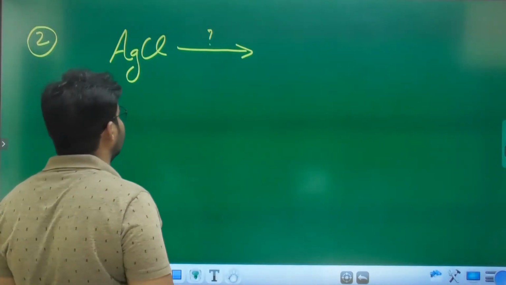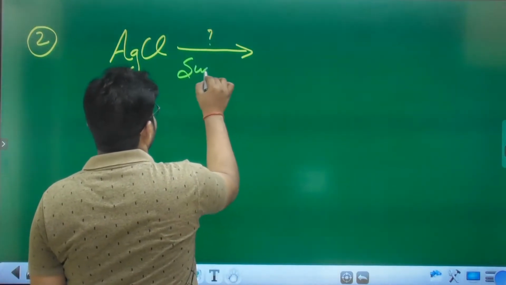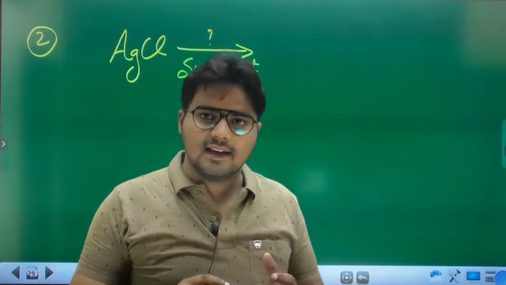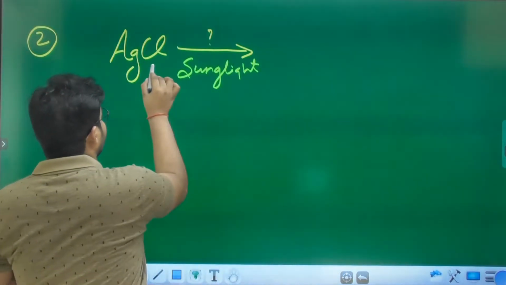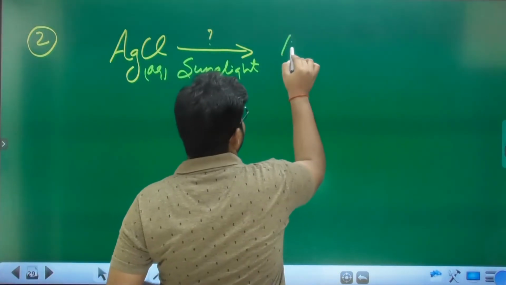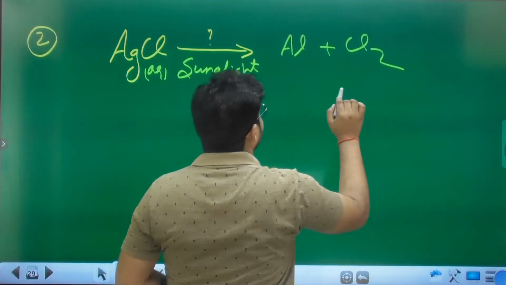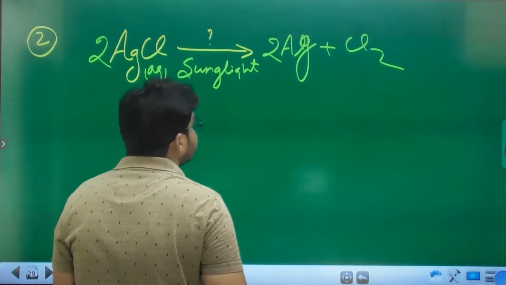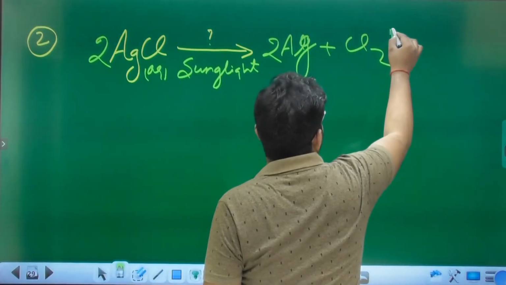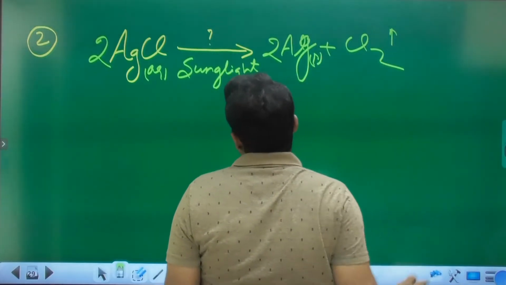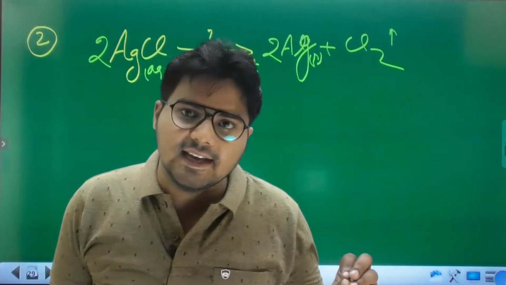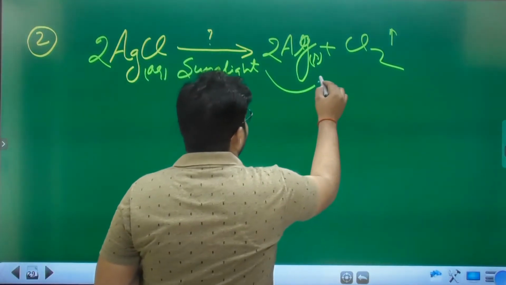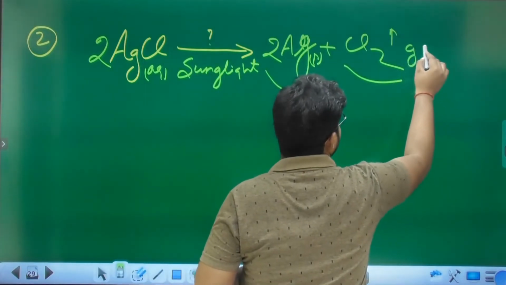Now similarly AgCl. When AgCl is in sunlight, it forms Ag and Cl2. So 2AgCl gives 2Ag plus Cl2. This one is a gas and this one is a solid. So whenever AgCl comes in sunlight, Ag is formed and Cl2 gas is formed.